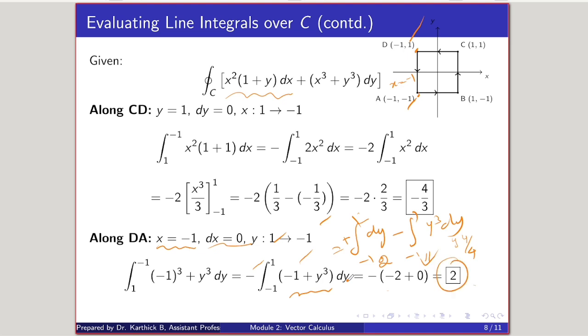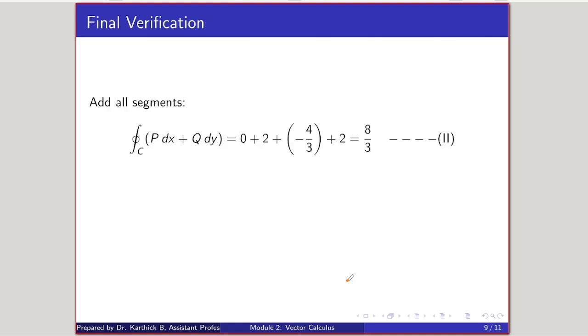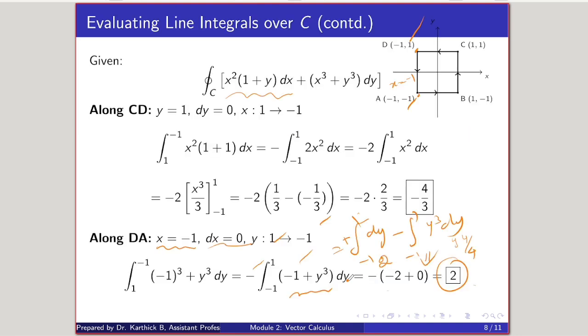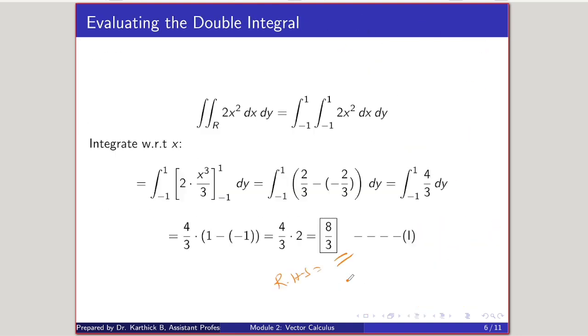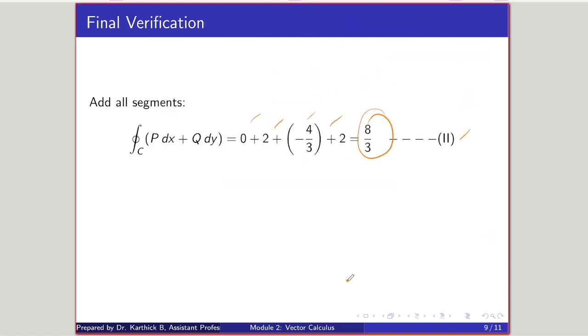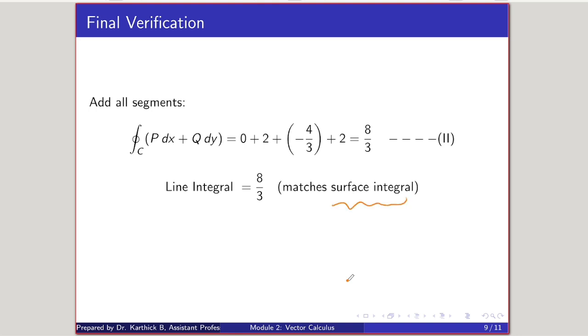So finally we have evaluated the line integral for each of the lines AB, BC, CD, DA. While adding up all the 4 values, I am getting 8 by 3. I am taking this as equation 2. If you go for the RHS part, what we have evaluated, I am also getting 8 by 3 here, and this is the LHS part. I am getting the same value. So hence it is proved. So the line integral matches the surface integral. Therefore Green's theorem is verified.